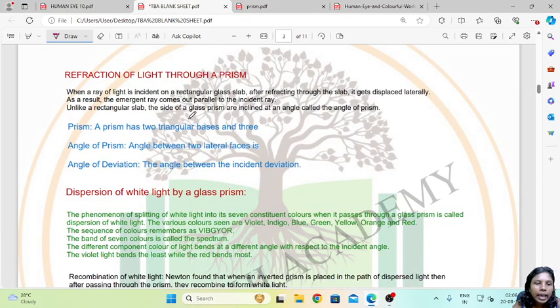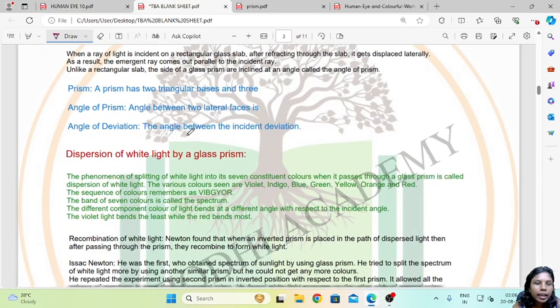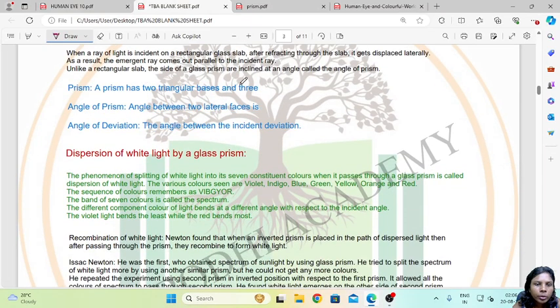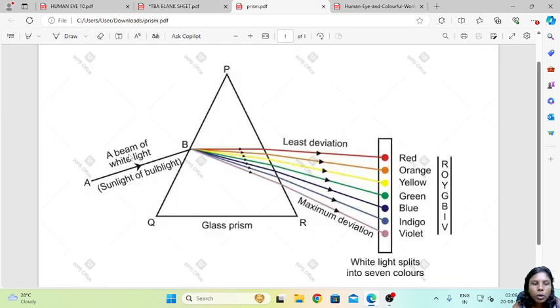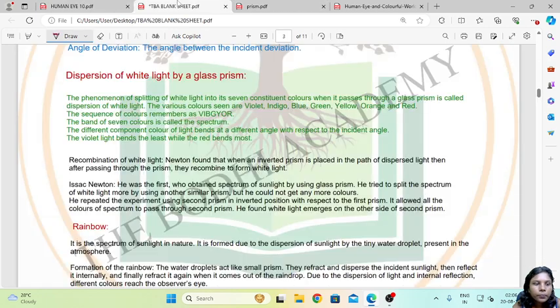A prism has two triangular bases and three lateral faces. The angle of prism is the angle between the two lateral faces, and the angle of deviation is the angle between the incident ray and the emergent ray. Dispersion of white light by a glass prism. The phenomenon of splitting of white light into its 7 constituent colors when it passes through a glass prism is called dispersion of white light. That is what we saw in this diagram. White light is passing and then it is getting dispersed into its constituent 7 colors.